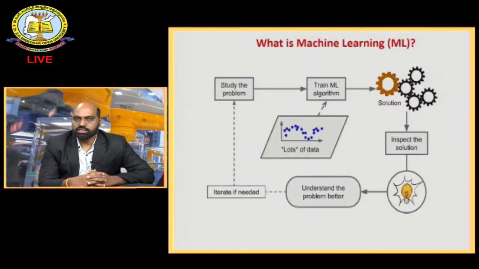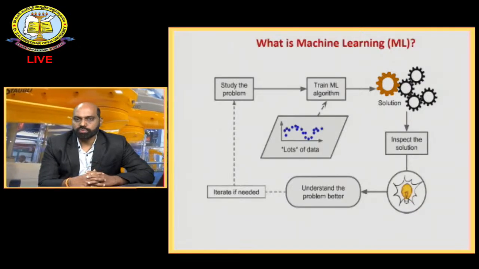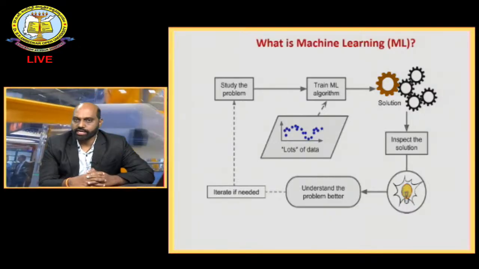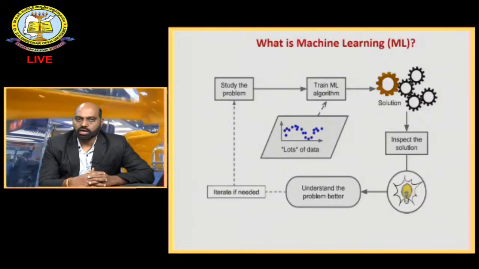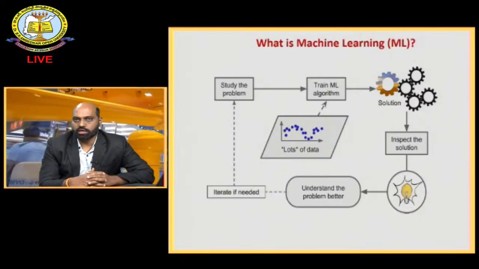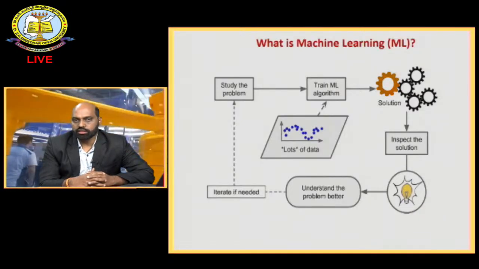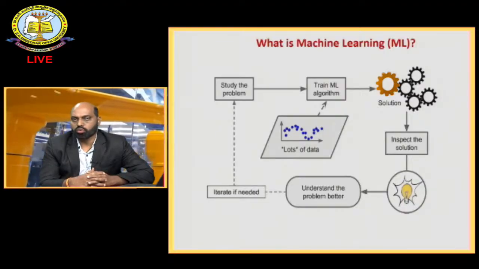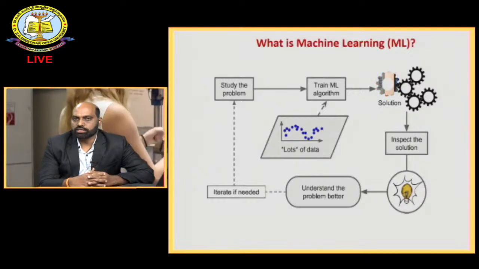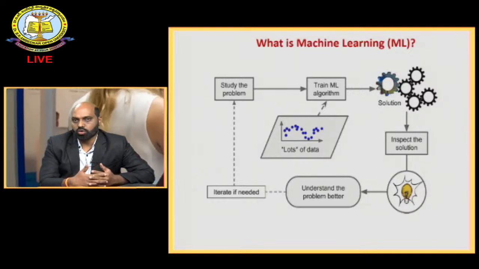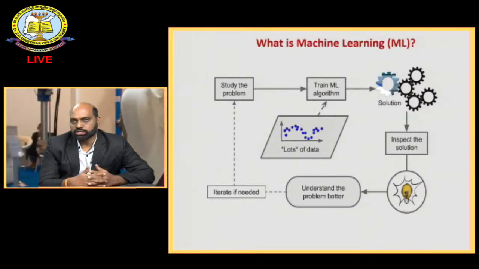And after inspecting the solution, if we identify any problem that still persists in the model, we'll go back to the first step and redesign the model. This is how we can make the system more efficient based on the experience that it is gaining. This is the overall architecture of machine learning.